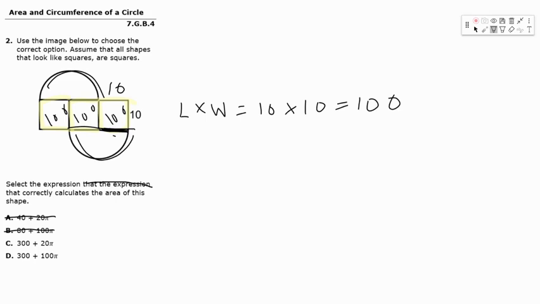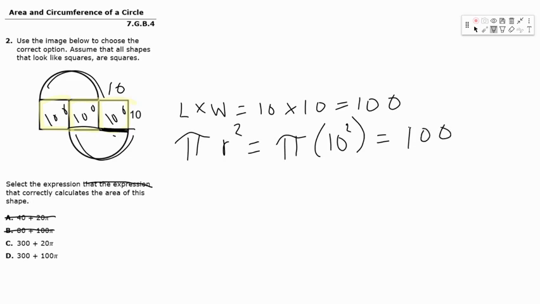So we know that if we put those 2 semicircles together, it will make a whole circle. And the area of the circle would be pi times the radius squared. We know that the radius is 10, so it would be pi times 10 squared, which would be 100 times pi. So our answer is D.